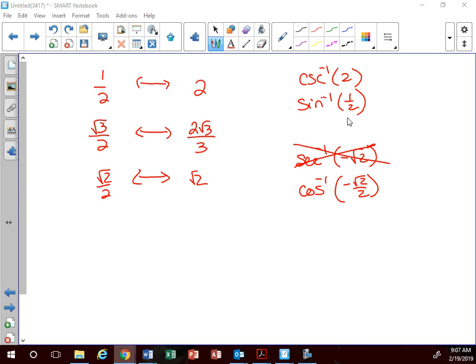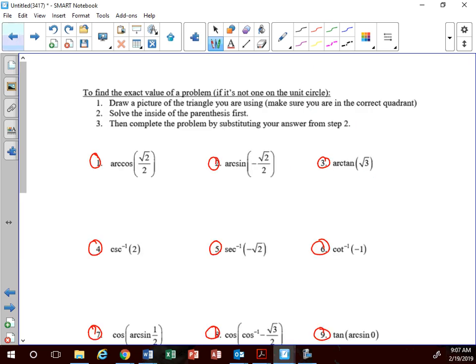All right, guys, let's go through these first 9, and then let's see how we're doing. First one, arc cosine root 2 over 2. Everybody, what'd you get? Was that really everybody? That was kind of sad. That is pi over 4.